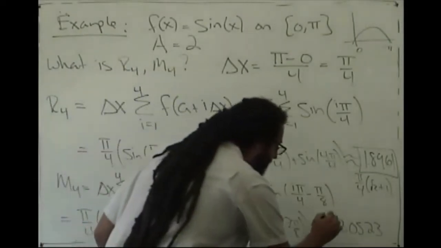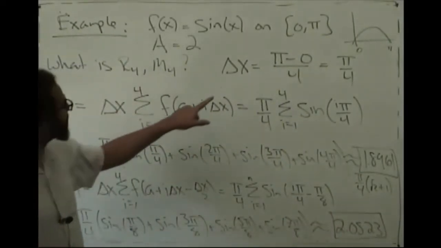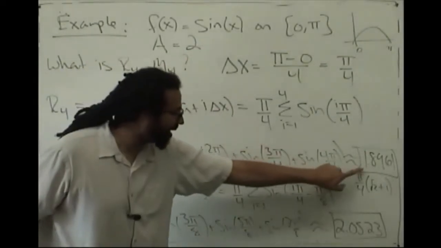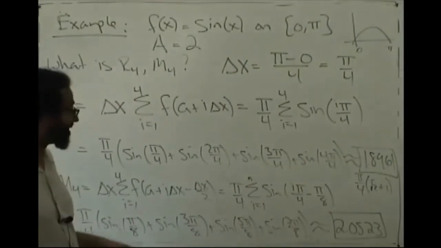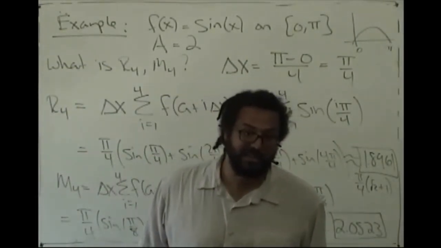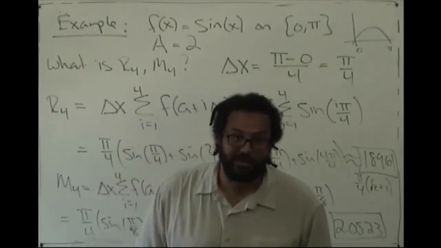Note that this midpoint approximation, once again, is actually closer to the area, which is 2, than the right endpoint approximation. And the same will be true for the left endpoint approximation. So generally speaking, the midpoint approximation is the best one. Okay, let's look at one more example.